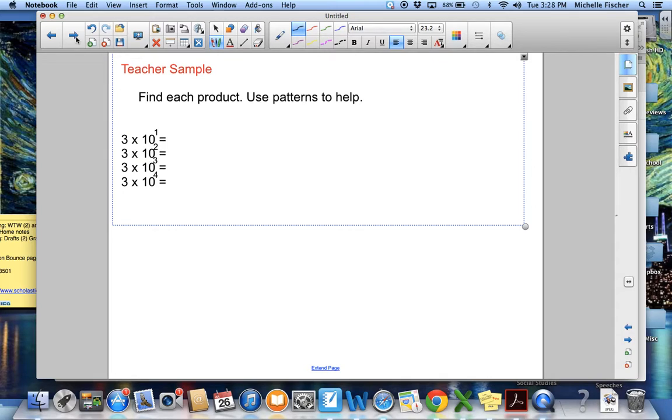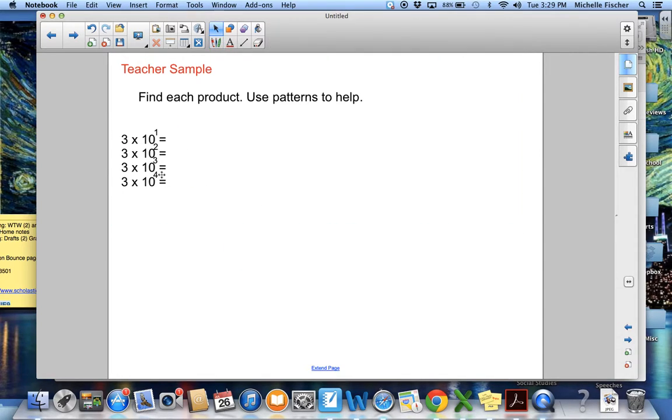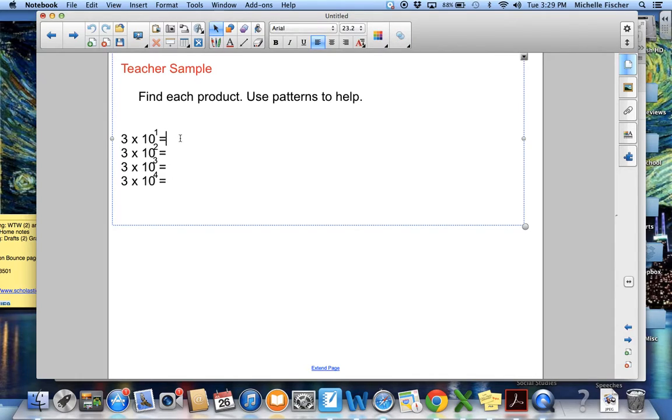Let's work on a sample together. So we're going to find each product and we're going to use the patterns to help us out. So let's look at 3 times 10 to the 1st power. We know that 10 to the 1st power is just 10 because we have an exponent of 1 and only 1 zero in there. So what is 3 times 10? Go ahead and type that in and click Next.